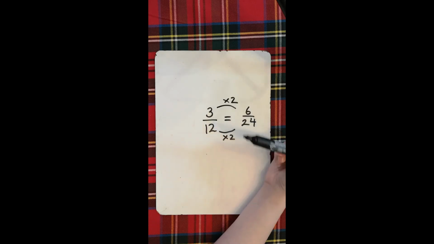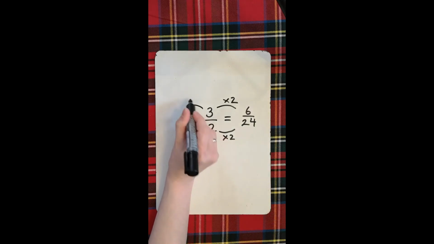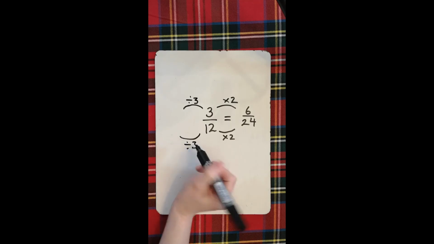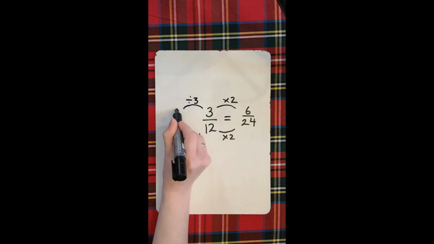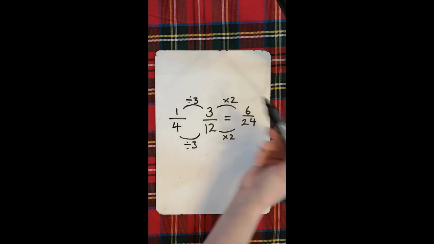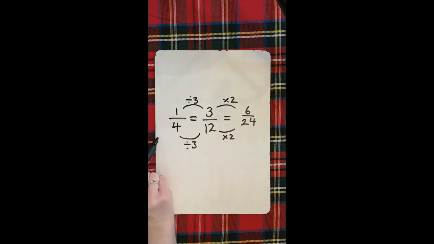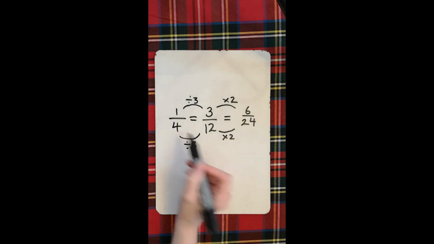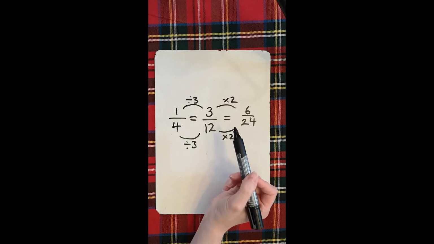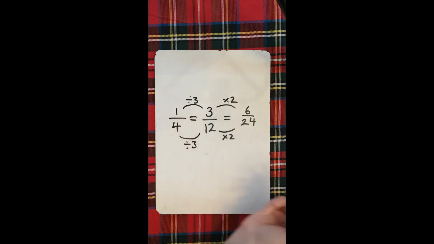I'm going to divide them this time. I can see that both of these are in the 3 times table, so I'm going to divide by 3 this time. So 3 divided by 3 is 1, and 12 divided by 3 is 4. So 3/12, 6/24 are all the same as 1/4. So these are equivalent fractions. So to find the equivalent fraction, we multiply or divide the numerator and the denominator by the same number.